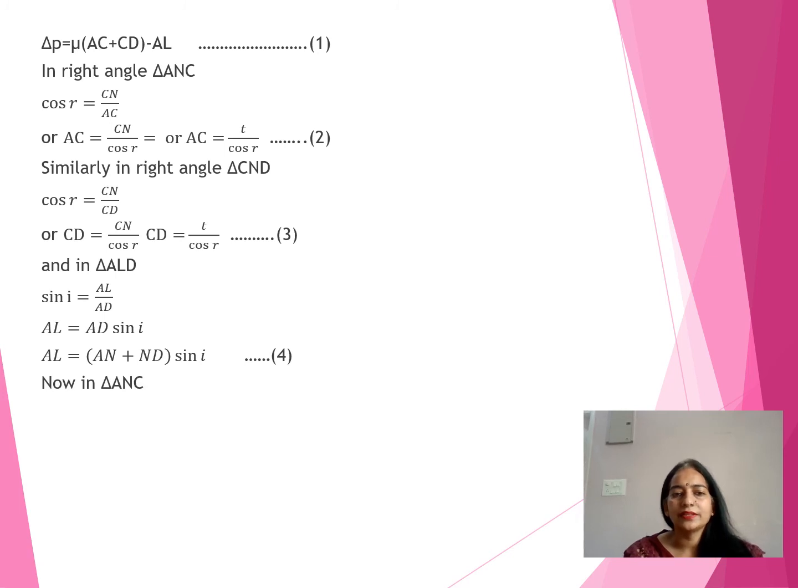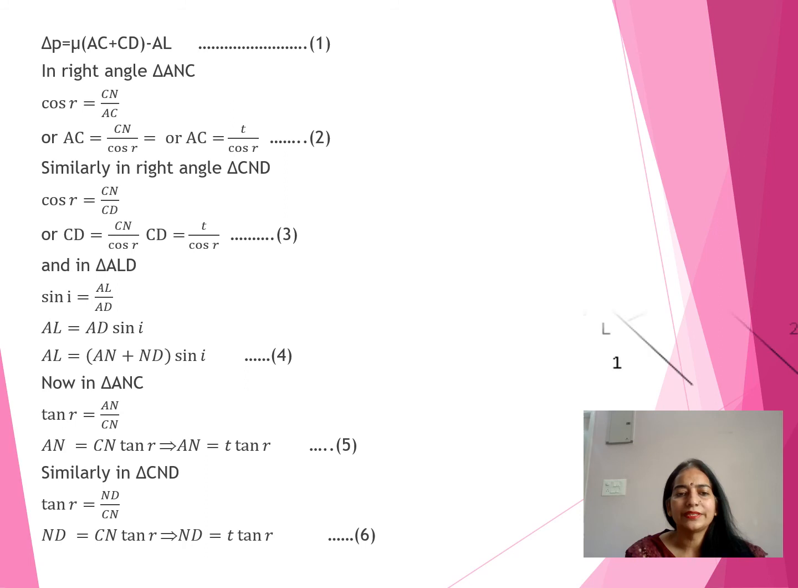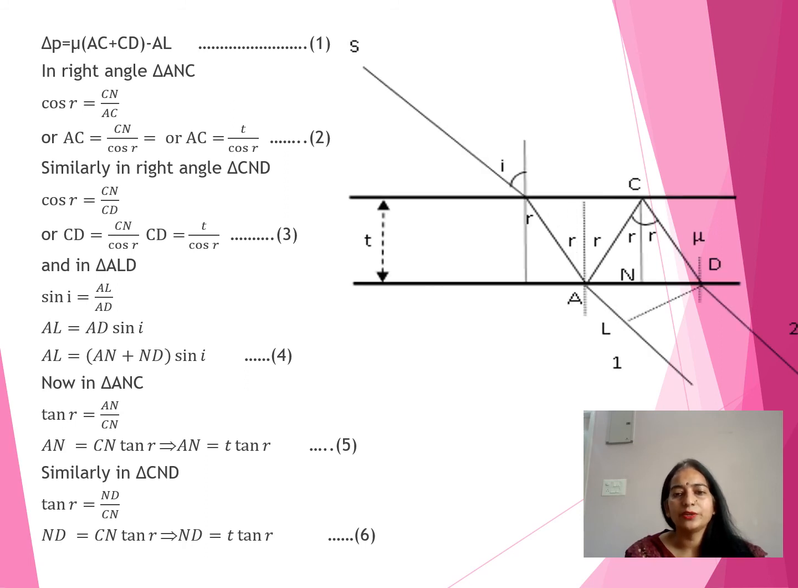Now in triangle ANC, we use tan R. So AN equal to T tan R. Similarly, ND equal to T tan R. Put the values of these all in these equations. From this triangle, you can see all these values easily.